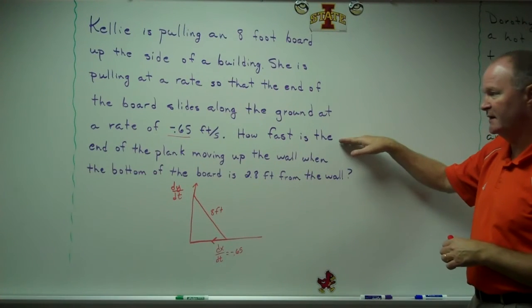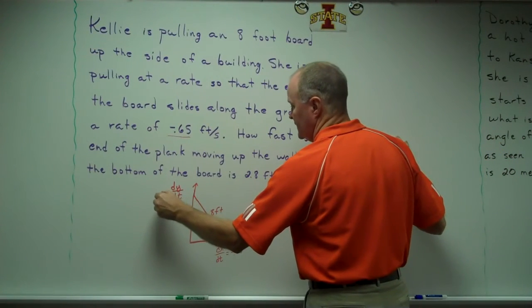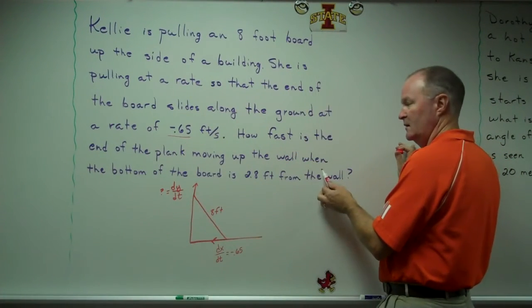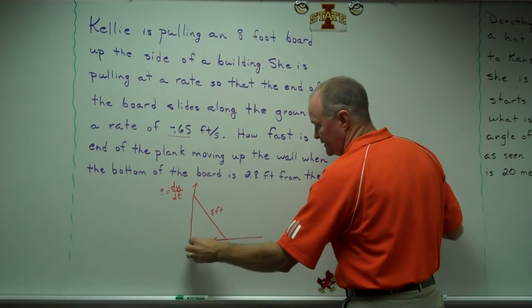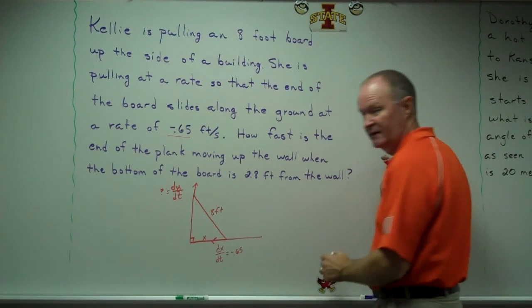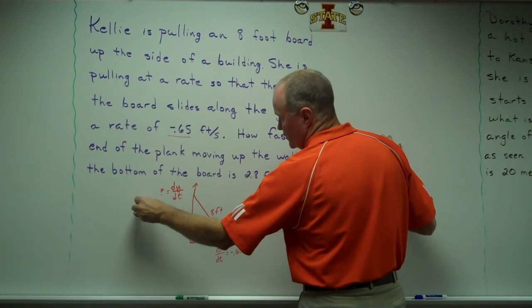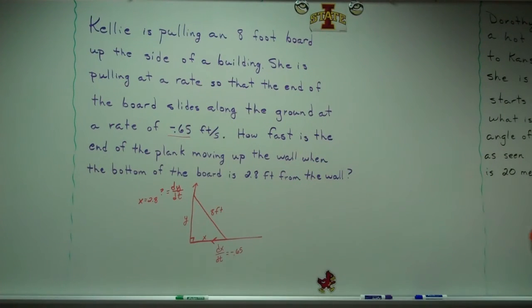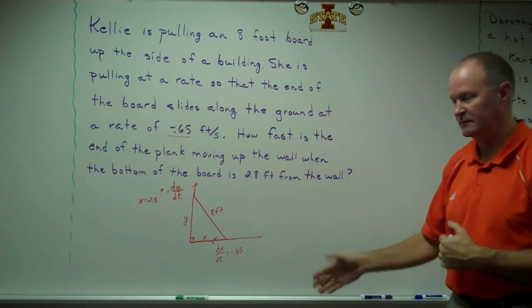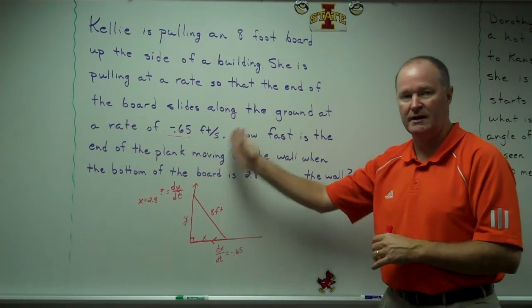And it says we want to find how fast the end of the plank is moving up the wall. So that's the dy dt, the question mark, when the bottom of the board is 2.8 feet from the wall. So we're probably going to call this x, right? Call that y if we want it, when x equals 2.8. That's kind of the setup, the picture of what's going on. Got to put your variables in there a little bit. X is horizontal, y is vertical.